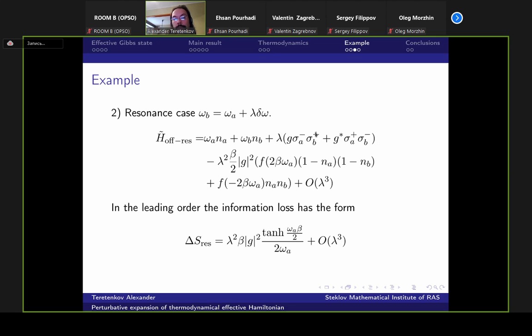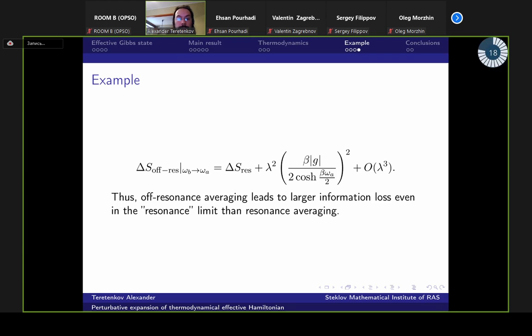Only the terms rotating in the right way remain, where we have sigma minus and sigma plus here, but we have no terms like sigma plus sigma plus here, or something like that. That's like in the usual rotating wave approximation, plus some second order corrections. In leading order, the information loss has the following form.